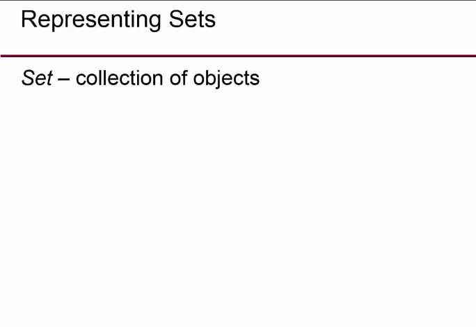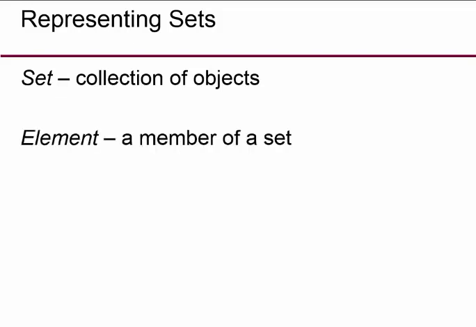And so, representing sets. A set is a collection of objects. An example would be the set of students in this course, the set of students at PHSC, the set of people who live in Florida. Those are all sets. And an element is a member of a set. So the first example, the set of all students in this course, each individual student would be an element or a member of the set.